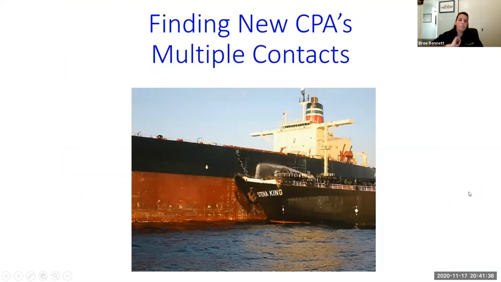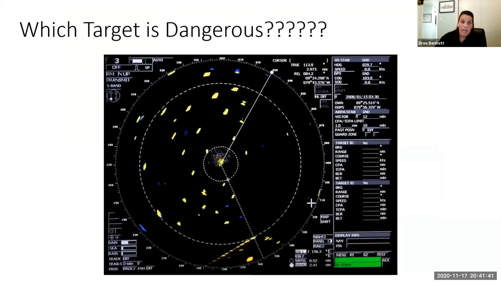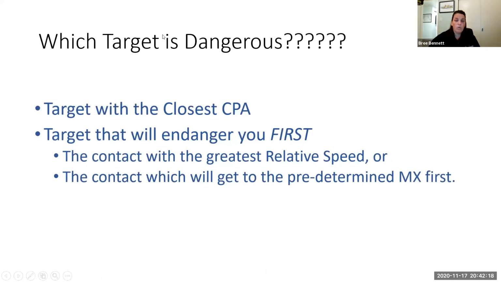Okay, so multiple targets. How do we determine all of these blobs on the screen, which target is dangerous? So, bear with me here. What makes a target dangerous? Meaning it's possibly causing risk of collision. We can determine risk of collision by our CPA, right? So if its CPA is getting close to us, that is a dangerous target. So our rule of thumb, when we call a target dangerous, it's the target with the closest CPA.